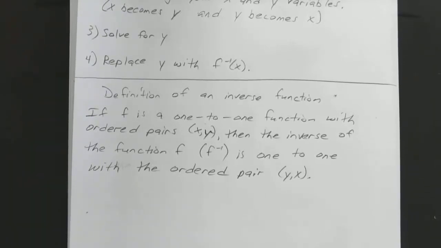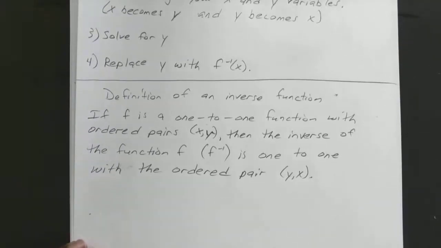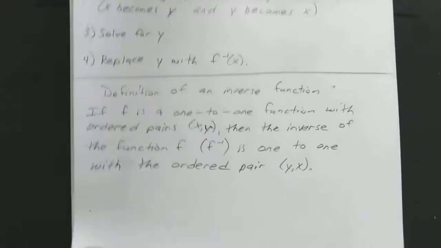So remember, it kind of switches. So instead of going for every x there's a y, now you're going for every y there's an x. Okay, so this is kind of a general definition. All right, so let's do a few examples.